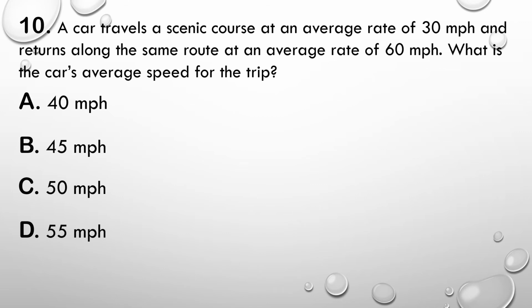Last number for this part, number 10. A car travels a scenic course at an average rate of 30 miles per hour and returns along the same route at an average rate of 60 miles per hour. What is the car's average speed for the trip? Go.